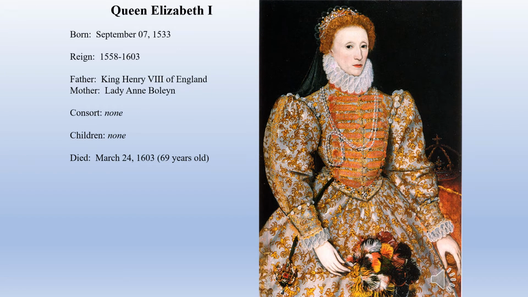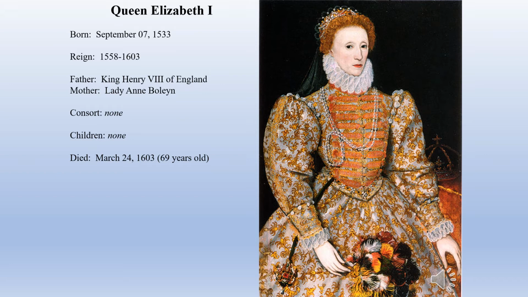Now the final ruler of the Tudor dynasty is Queen Elizabeth I. She was born in September of 1533, and she will reign the longest of all of the Tudors. She will reign from 1558 to 1603. Even though Henry was so obsessed with having a male ruler, Elizabeth I will be the greatest of his heirs. In fact, she will be even greater than him and his father, and that's why we refer to this as the Elizabethan era, or the Elizabethan age.